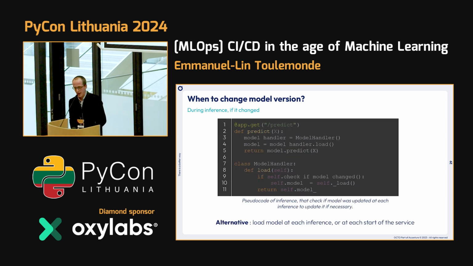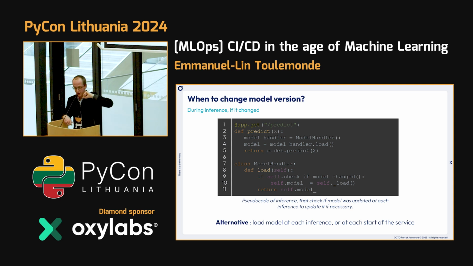Okay? And then, when do I change my model version? Well, I have my service and I need to provide this service and offer it every time, every second or something like that. Depends on your needs, of course. So my proposition is to load the latest model maybe at each prediction.